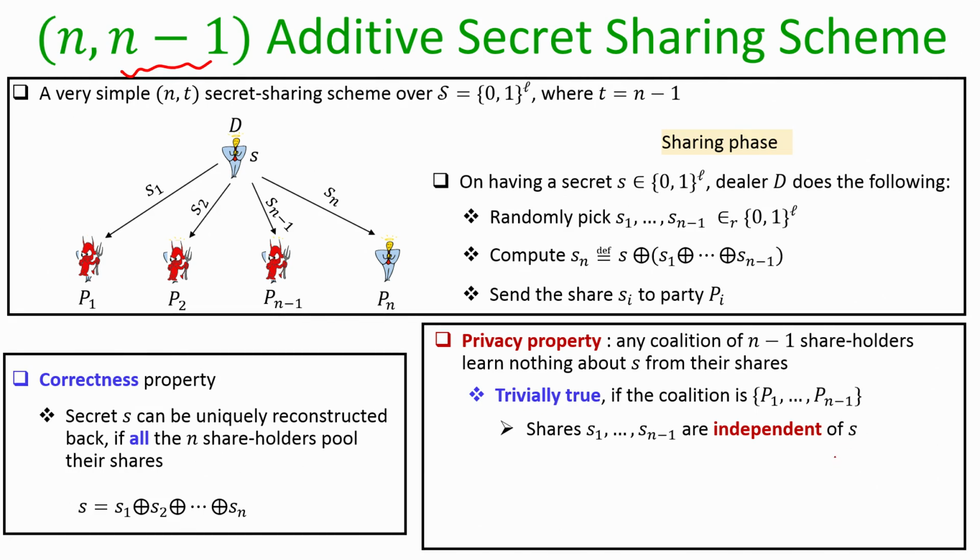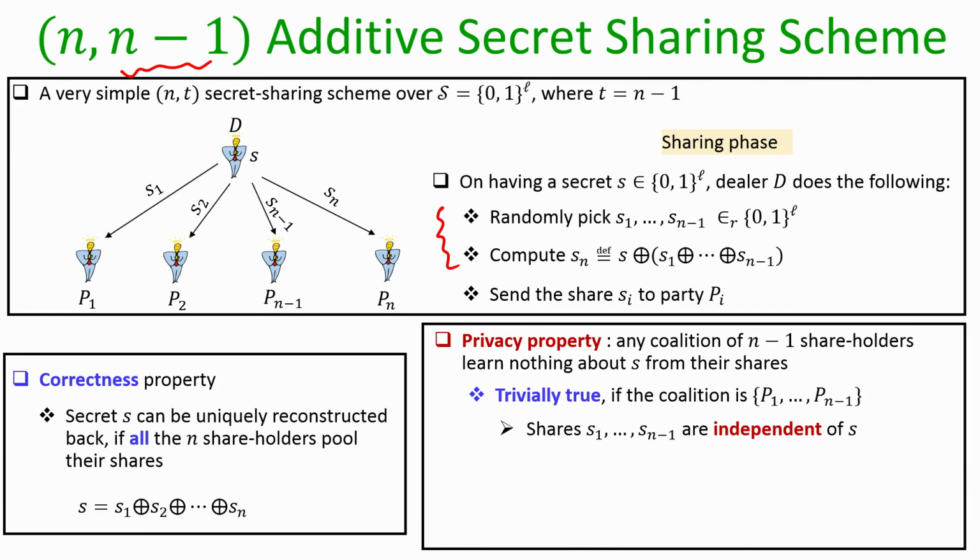It turns out that if the first n minus 1 shareholders are corrupt, then from their shares they learn absolutely nothing about the underlying secret S, because if you see the sharing algorithm, the first n minus 1 shares are picked independently of the actual secret of the dealer. So, that means if the adversary controls the first n minus 1 shareholders and accesses their shares, the adversary learns absolutely nothing about the dealer's secret.